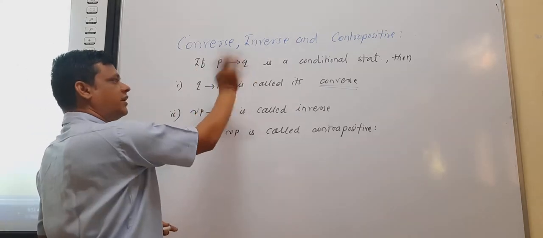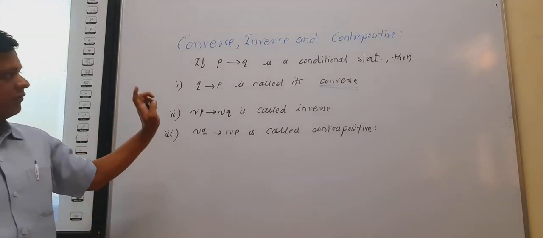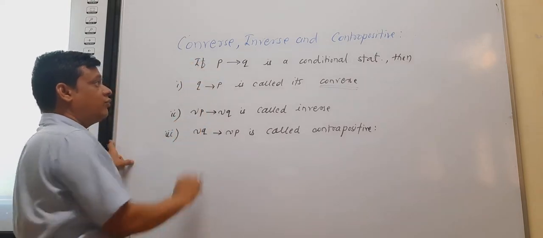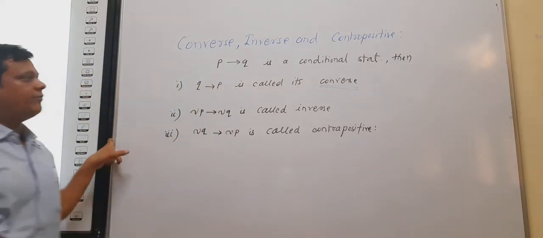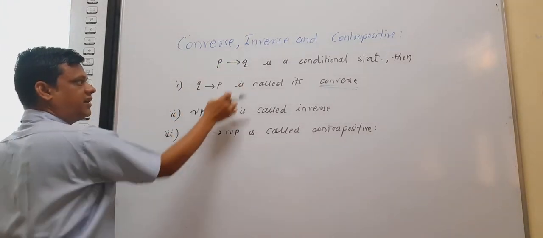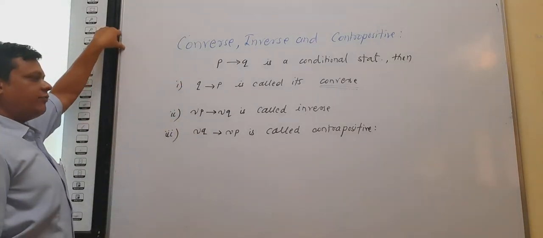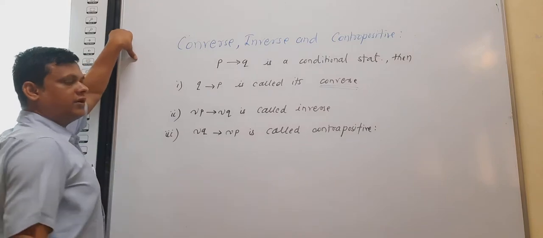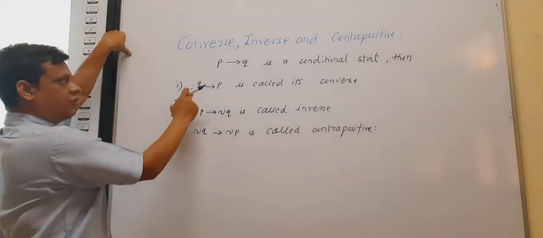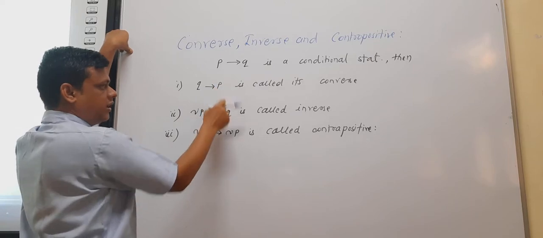P implies Q, its converse is Q implies P. Second, inverse. While making its inverse, we have to take negation of both the statements. That means negation of P implies negation of Q. Third, while making the contrapositive, we have to take negation of the converse statement. That means the statement in converse condition, Q implies P, we have to take its negation: negation of Q implies negation of P.